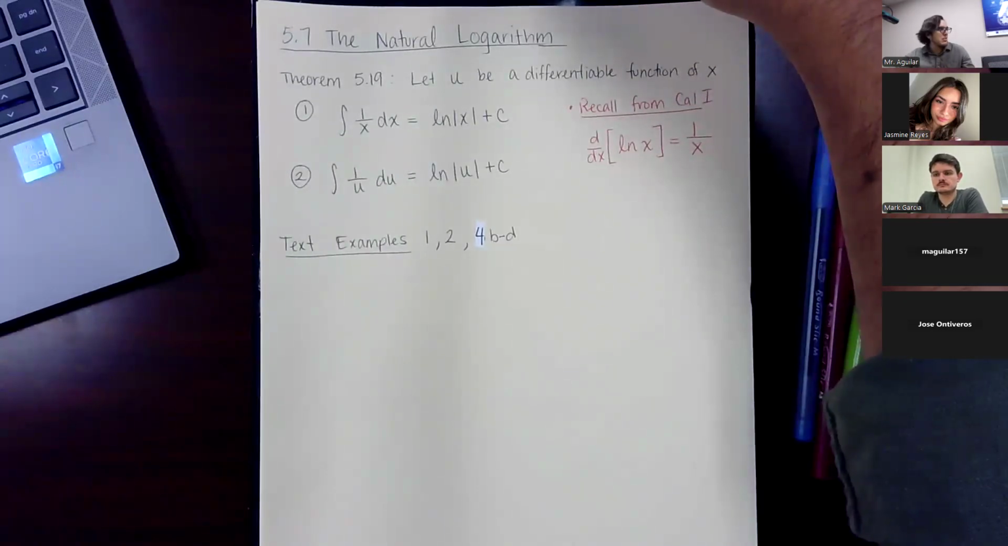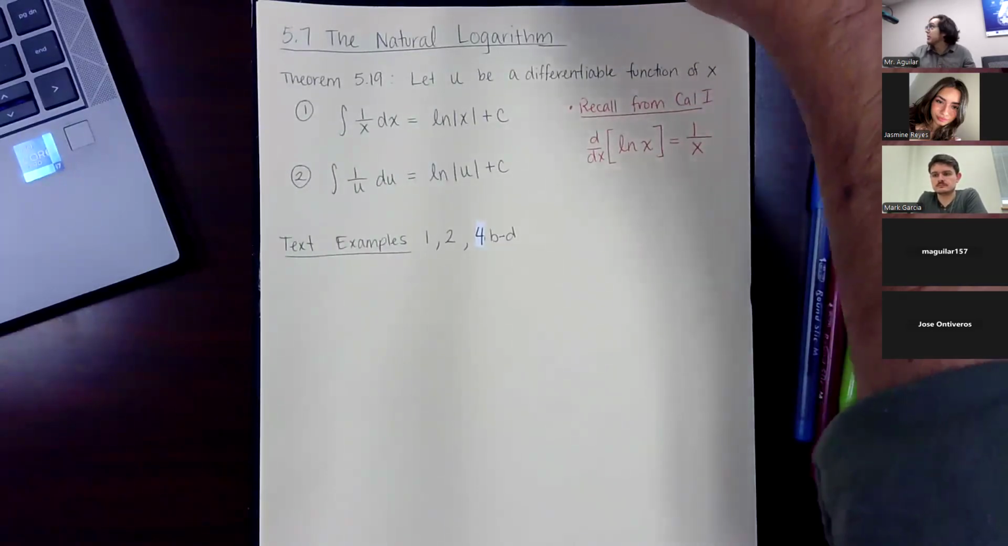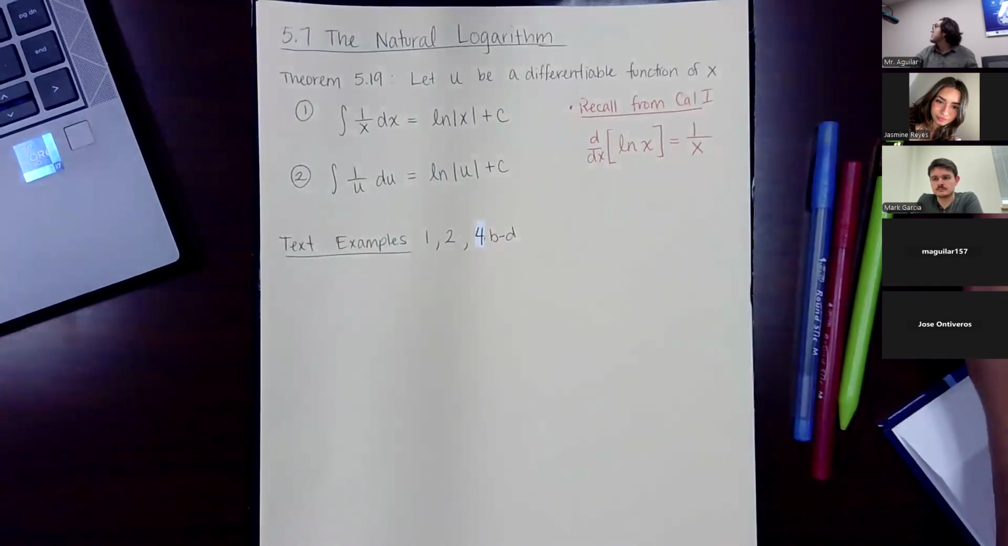Octavio, can you see this all right? Do I need to zoom in? Try to make it a little more full screen. Let me get rid of this little notification.